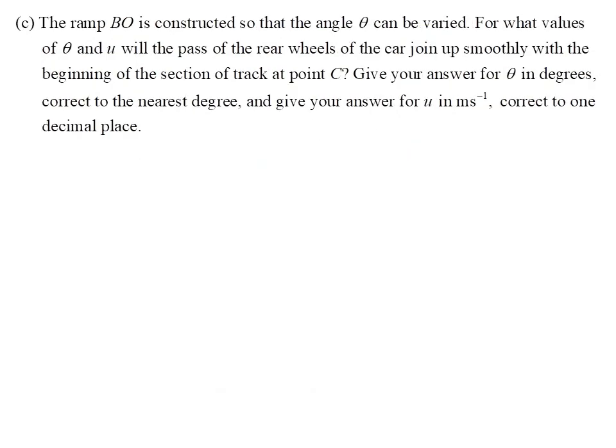In part C, the ramp BO is constructed so that the angle theta can be varied. For what values of theta and u will the path of the rear wheel of the car join up smoothly with the beginning of the section of track at point C? Give your answer for theta to the nearest degree and give your answer for u in meters per second.